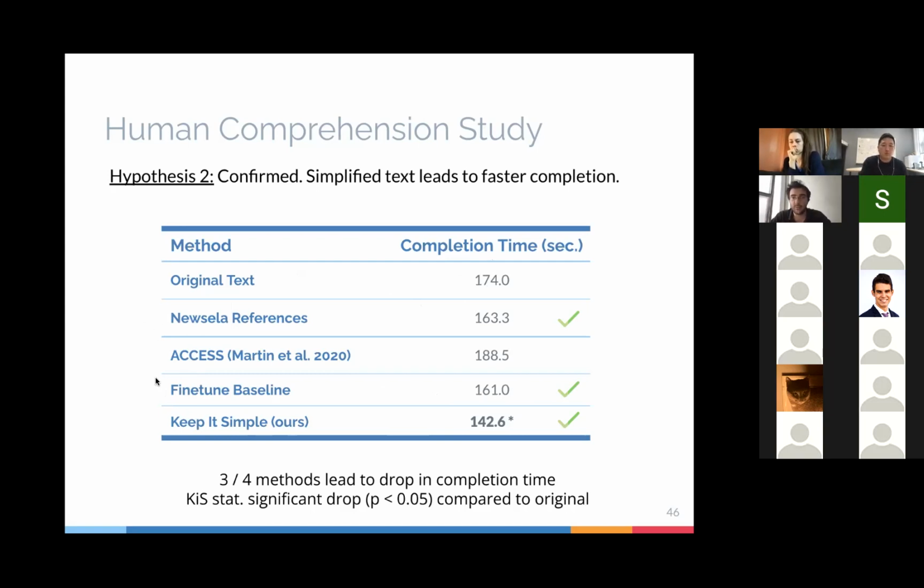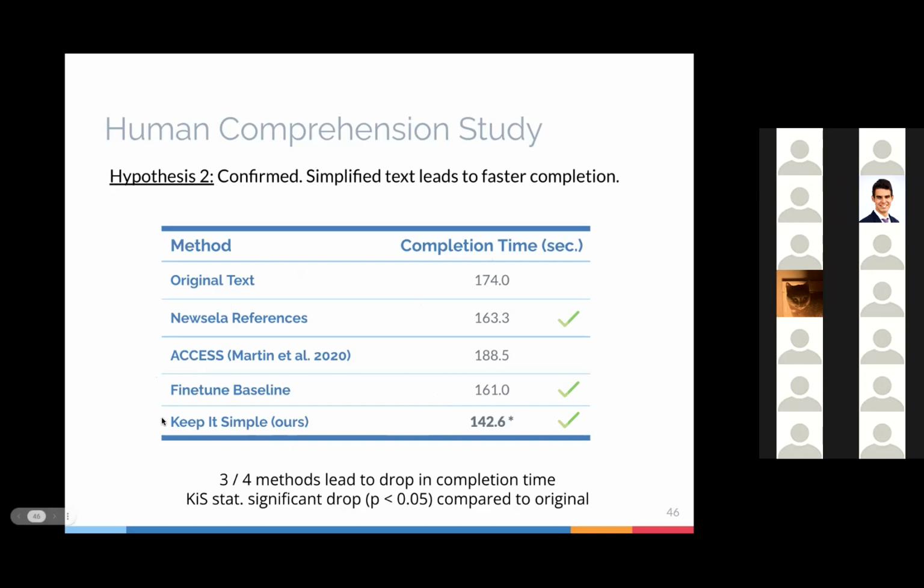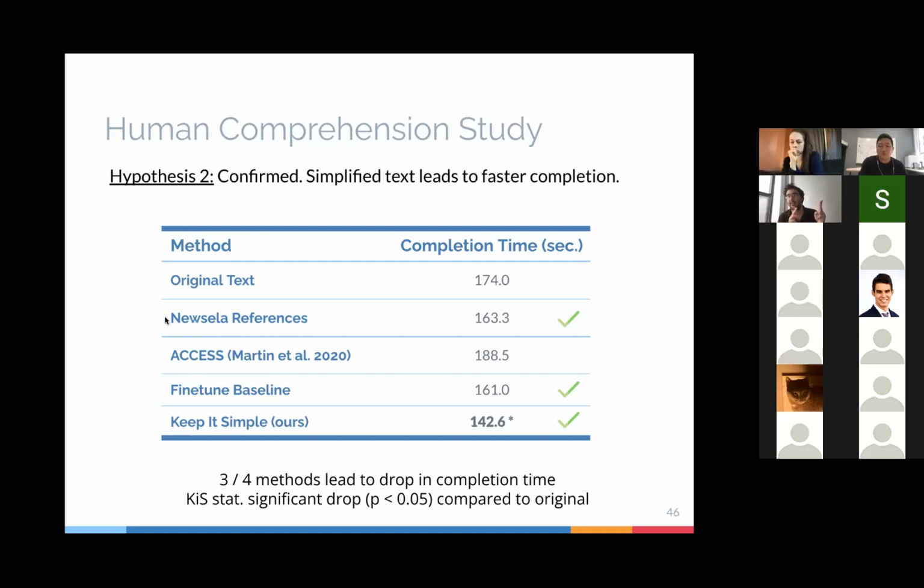But apart from that, the Newsela references, the fine tune and keep it simple led to a drop. And surprisingly, keep it simple led to the highest drop. Now, this doesn't mean that these simplifications are better than the Newsela references. It just means that they cut a little bit more things. We have an extended analysis that's not in this talk where actually, if you take into account the compression rate, Newsela references achieve the best score. So just something to keep in mind. But basically, this potentially is a good way to evaluate text simplification.